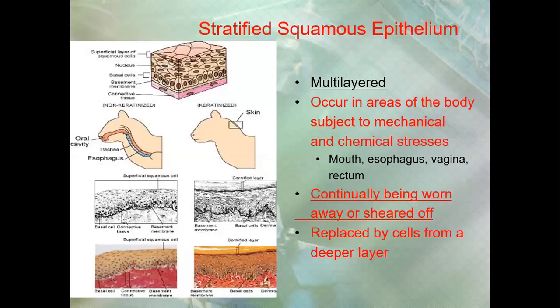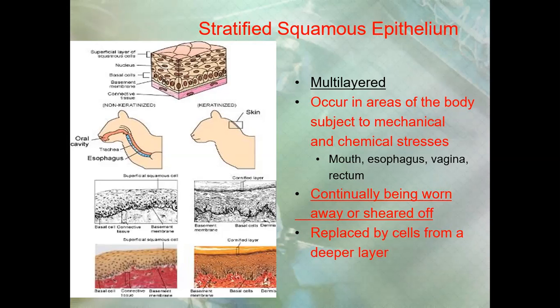All right, so the next three configurations are where we have multiple layers. We have our stratified squamous. So we have multiple layers, two or more, of squished epithelium. The number of layers is dependent on where it is in your body. For example, the number of layers on the bottom of my foot is very different than the number of layers on my eyelid. Thank goodness, that would be gross.